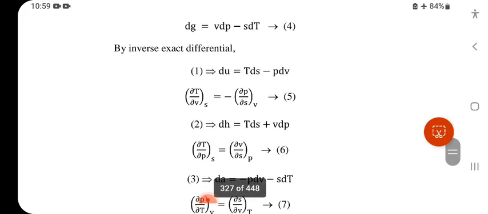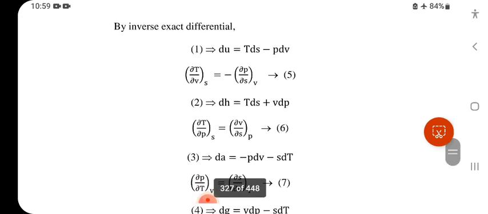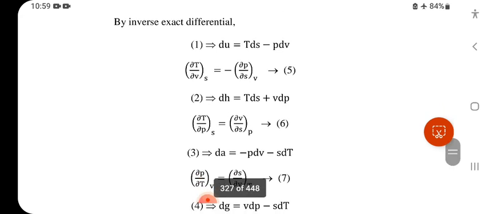Here I apply the exact differential, dU equal to TdS minus PdV. We take this first equation and mention it as the fifth equation. This is the first equation of the Maxwell: dou T divided by dou V in terms of S equal to minus dou P divided by dou S in terms of V, right. And the second equation, enthalpy function dH equal to TdS plus VdP. Here equation 6 becomes dou T divided by dou P in terms of S equal to dou V divided by dou S in terms of P.